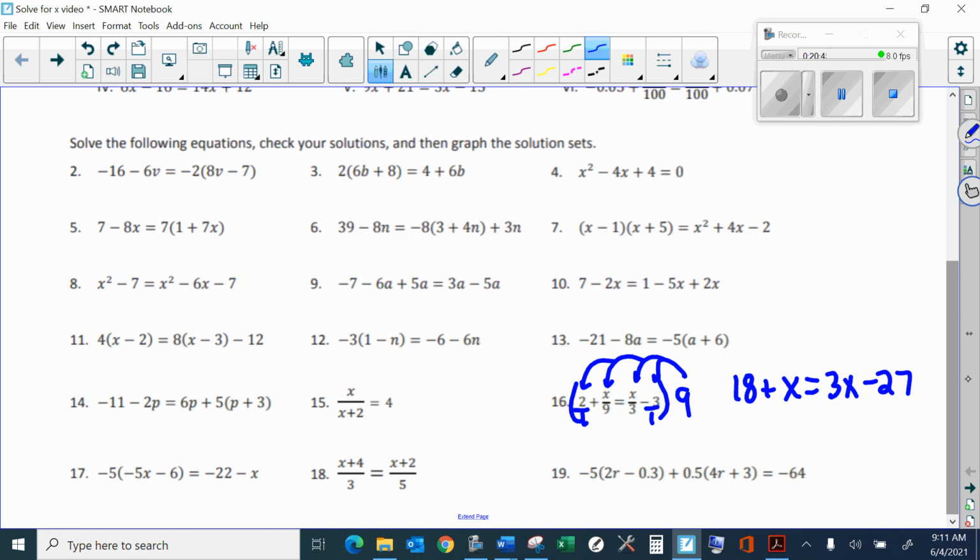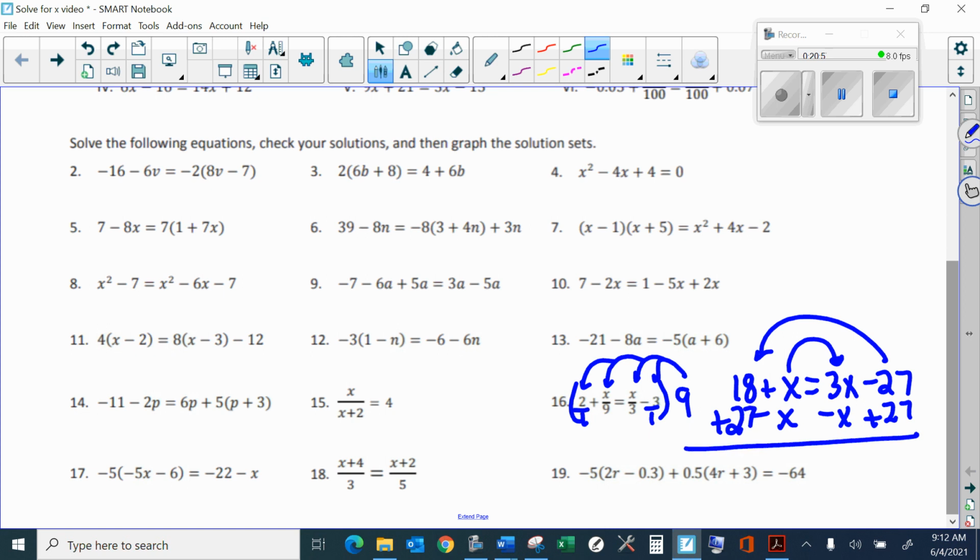Again, I bring the smaller x over to the larger x's side. So subtract x across, which means the constant is going to the other side. Add 27. Add 27. So I have 2x equals 27 plus 18 is 45. Divided by 2, and I just get 45 halves.